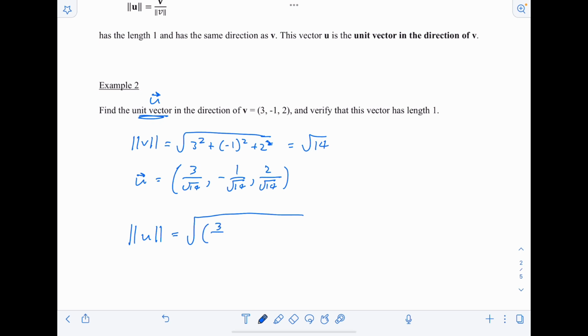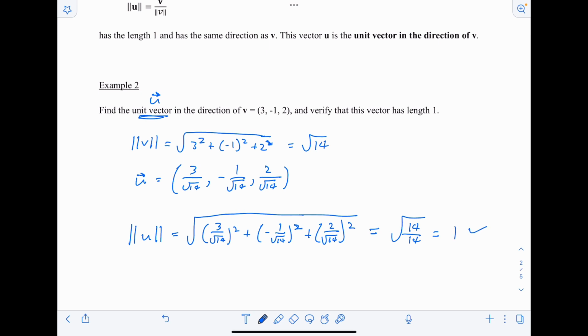So we've got 3 over the square root of 14 squared plus -1 over the square root of 14 squared plus 2 over the square root of 14 squared. As we square these, the denominator is just going to be 14. In the numerator, we'd have 9 plus 1 is 10 plus 2 is 14. In the denominator, the square roots go away. We just have 14 over 14, and sure enough, the square root of 1 is 1. So that just shows that indeed this u that we found is the unit vector of v, or in the direction of v.